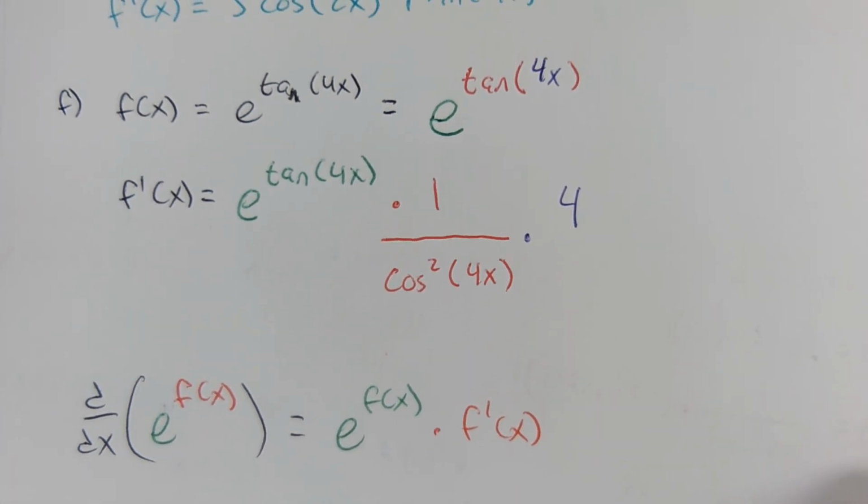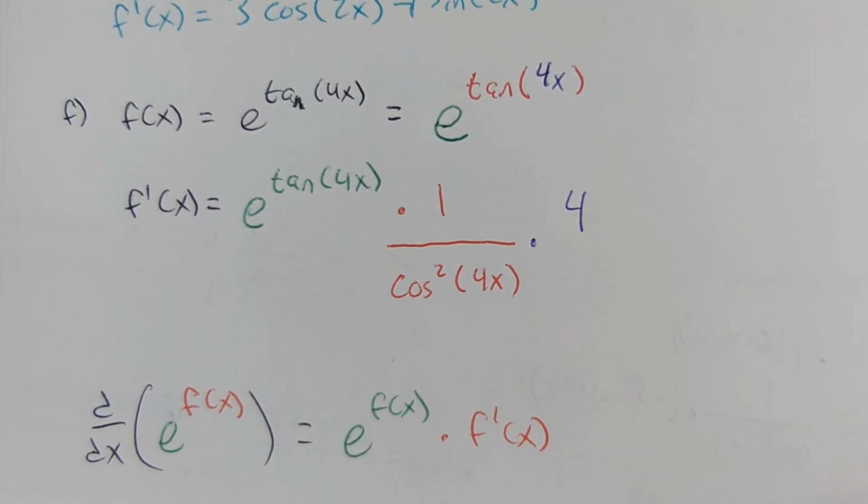Well, no. 1 over cosine squared is its derivative. Now, tangent directly equals sine over cosine, but its derivative is 1 over cosine squared, which is what we found on the other side of the page.